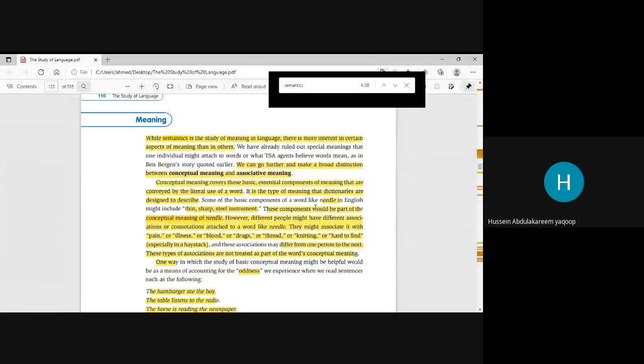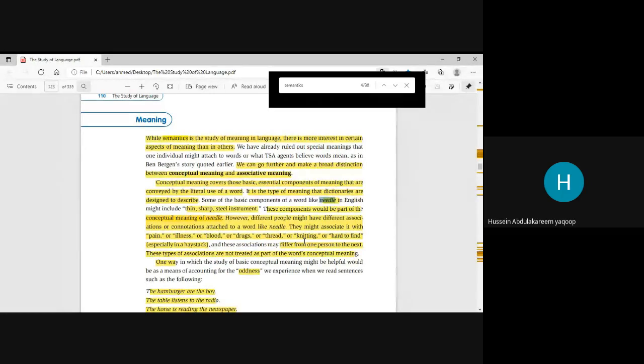Okay, that's great. Thank you very much. Again, the first is conceptual, and the second one is associative. Okay, thank you. Now, the example given in the book is about needle, al-ibra.